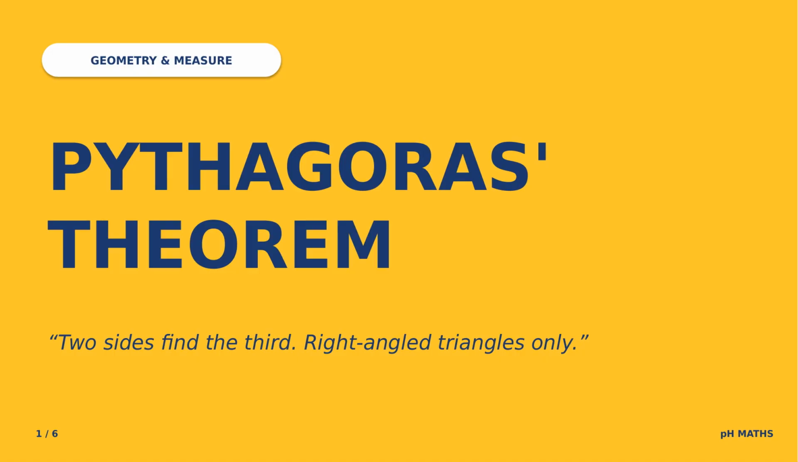Today's explainer is Pythagoras' theorem. Give me 2 sides of a right triangle and I'll find the third. By the end of this video, you'll know the formula, the trick to identifying the hypotenuse first, and the 4 Pythagorean triples that show up over and over again.